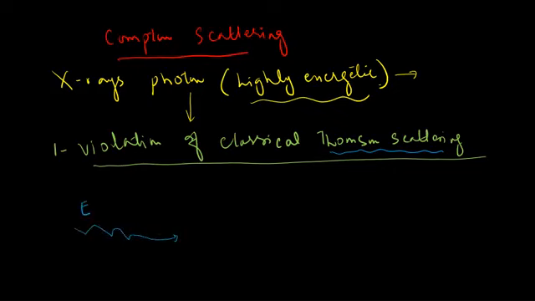Electromagnetic radiations, you know, have electric and magnetic field components. In the case of Thomson scattering, we consider that these are low energy radiations. They have very little energy. When these are low energy radiations, we can say that the magnetic component is very small, and its impact is very small.